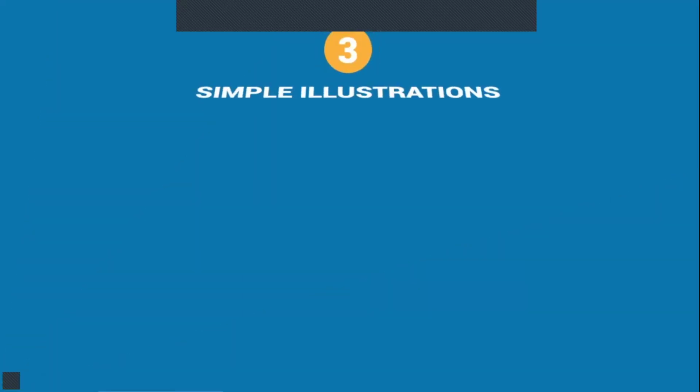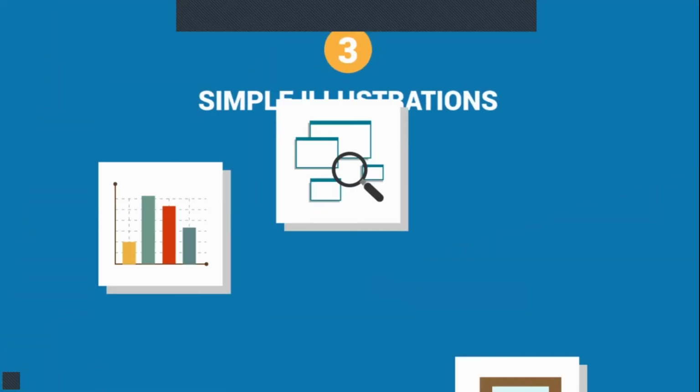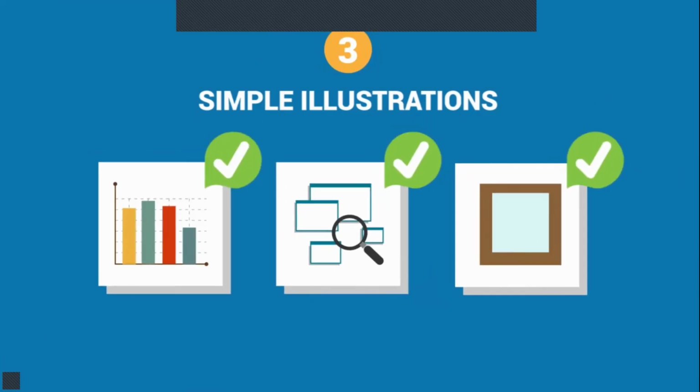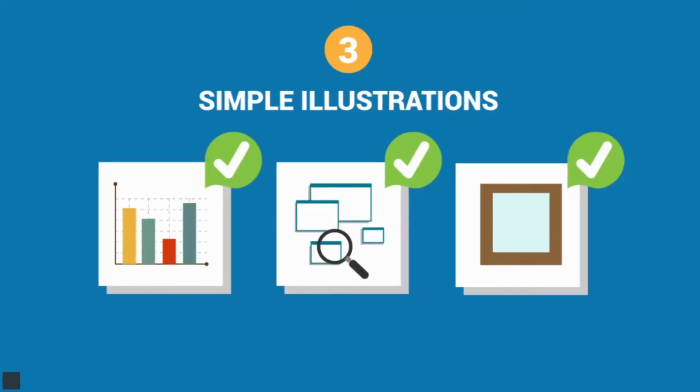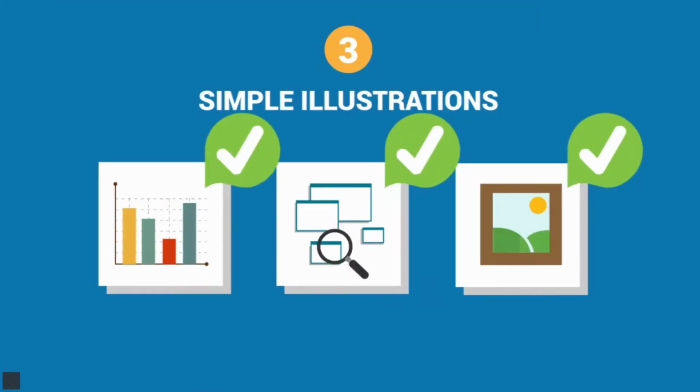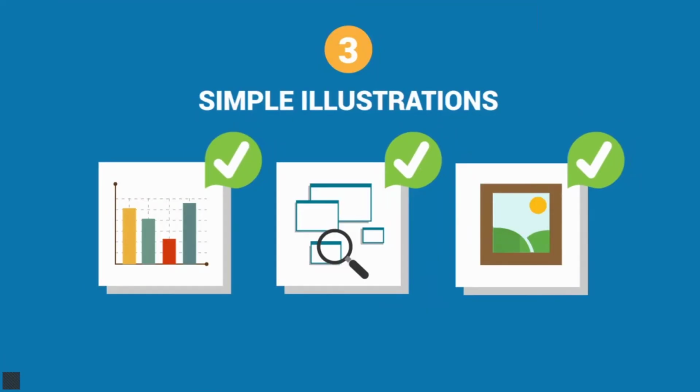Number 3, simple illustrations. Make your illustrations simple and ensure that they complement the data being conveyed in the infographic. Complex illustrations will distract your audience from what's important, your message. You're trying to communicate information, not replace Rembrandt.